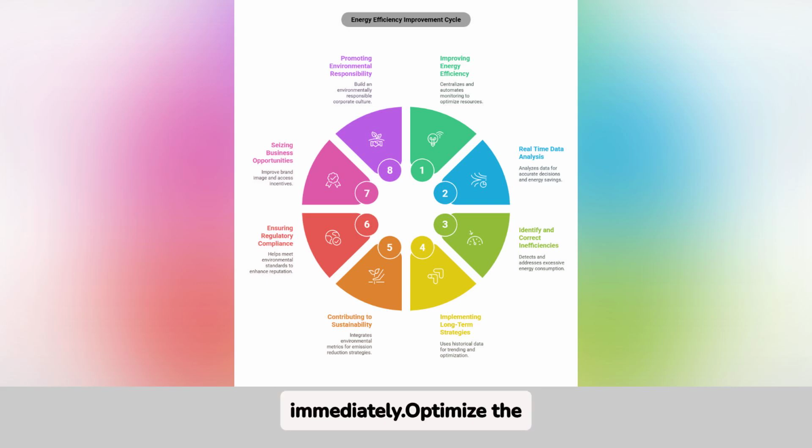Optimize the operation. Adjust the operation of machinery or air conditioning systems to reduce consumption without compromising productivity. Establish benchmarks. Compare the energy performance of different plants or facilities and apply the best practices of the most efficient ones. Anticipate problems. By analyzing trends, we can predict deviations and act preventively.